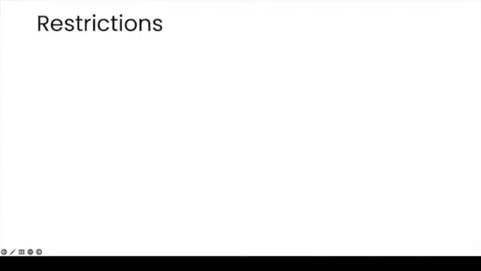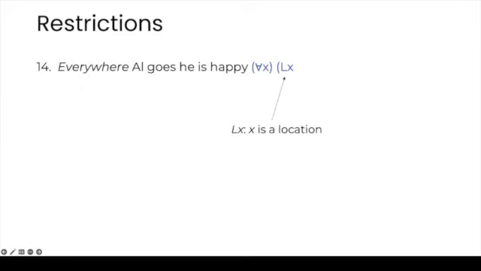You can also find other examples of restricted quantifying expressions. For instance, some are restricted to places. Everywhere Al goes, he is happy. And some are restricted to times. Sometimes Beth feels sad. So we can represent sentences containing everywhere with the restricting predicate lx, as in location, which we place as the antecedent of the conditional inside the quantifier scope.